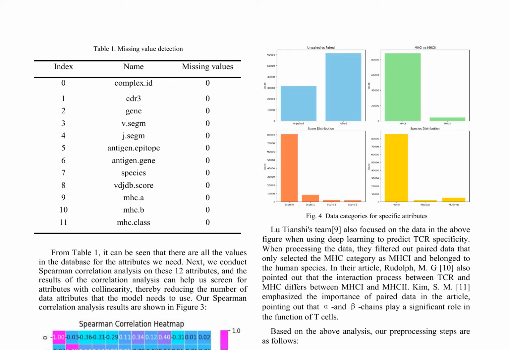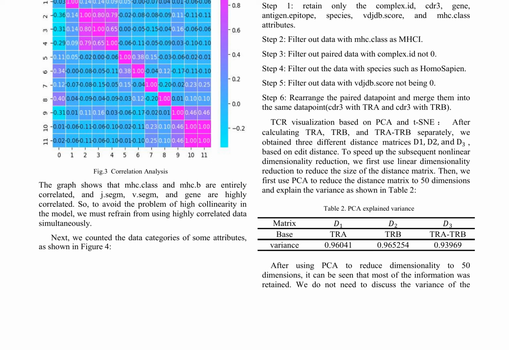highlighting the importance of filtering out paired data that only selects the MHC category as MHC I and belongs to the human species. This is consistent with previous studies by Liu Tianqi's team, Rudolph, M.G., and Kim, S.M., who emphasized the significance of paired data and the role of alpha and beta chains in T-cell function.